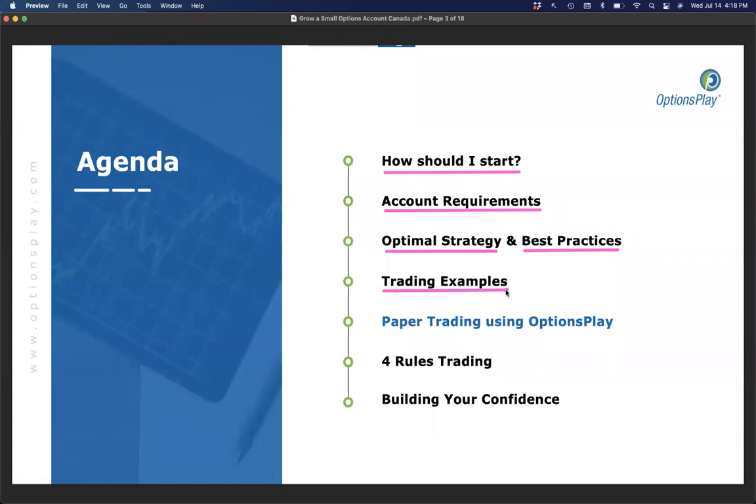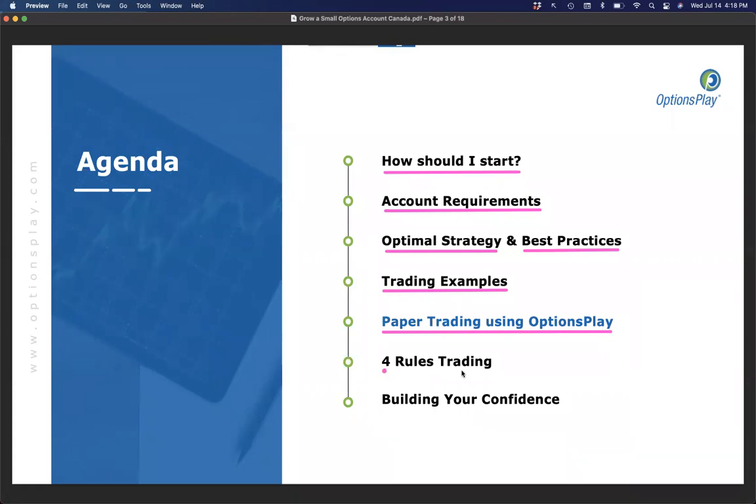Then we're going to go through some examples because I always believe that the best way to learn is to use examples. And then we're going to show you how you can paper trade these strategies using Options Play. So when you're working with a small account and you don't want to risk your real money at first to test things out, you can paper trade them using Options Play. So we're going to walk you through that.